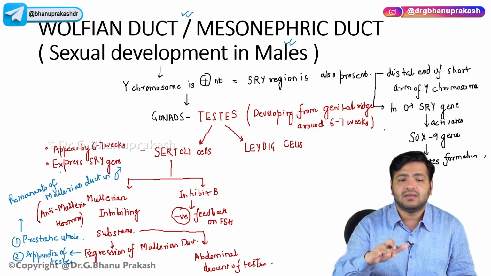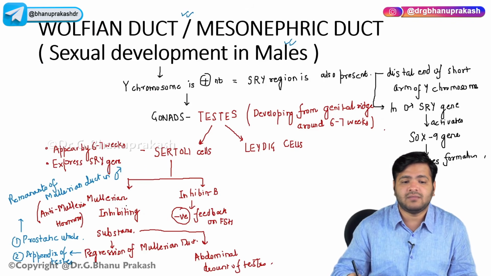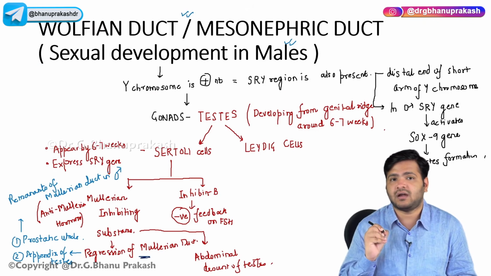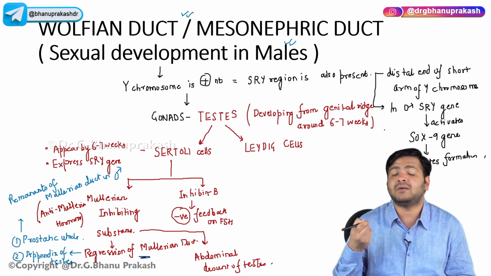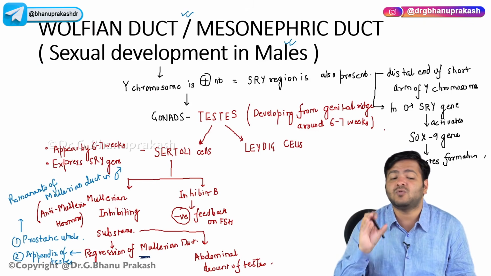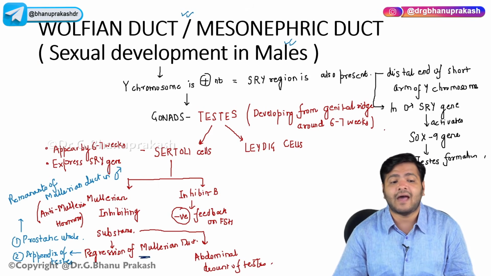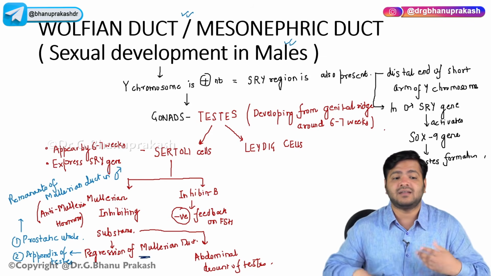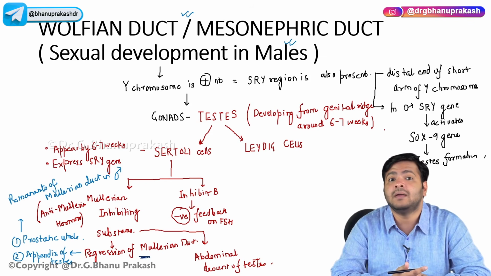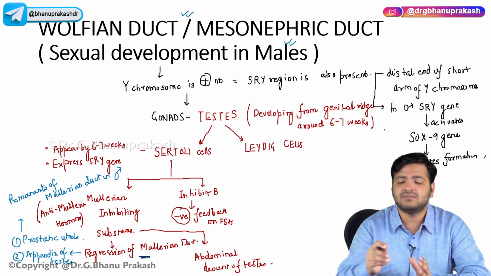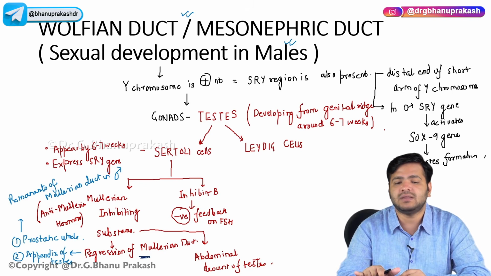Apart from that, the other one is the regression of the Müllerian duct. The Müllerian duct, the paramesonephric duct, will regress, so its remnants you have to remember: the prostatic utricle and the appendix of testis. So that is the remnant of the Müllerian duct in males, right?